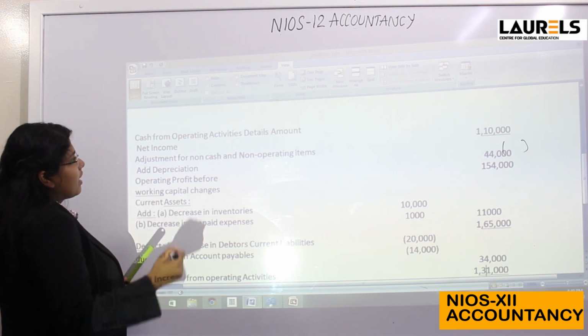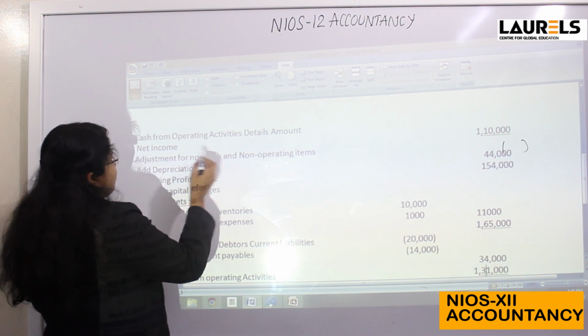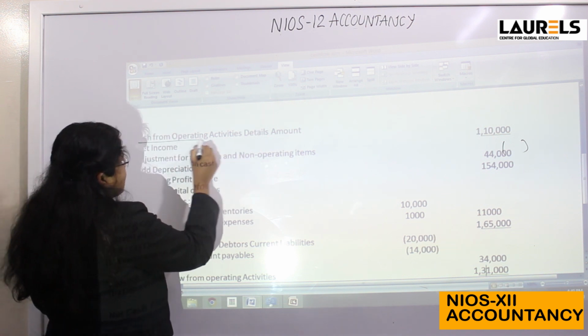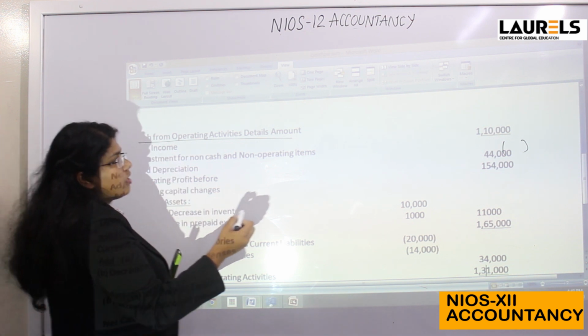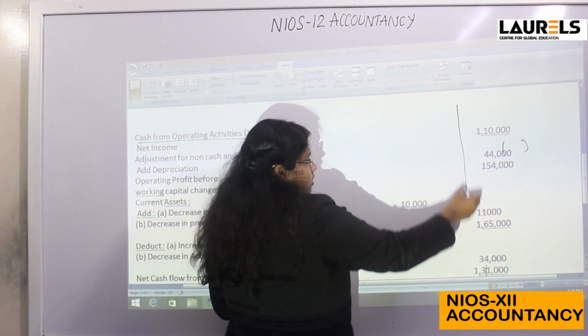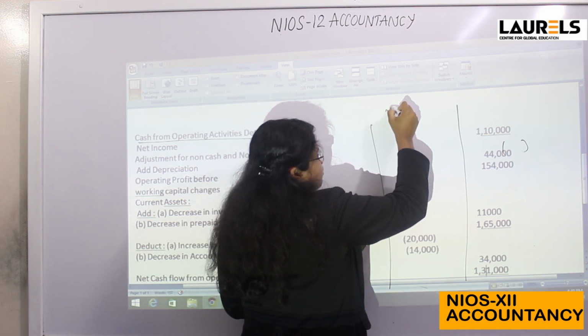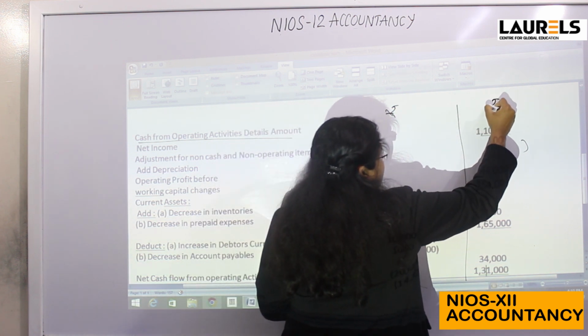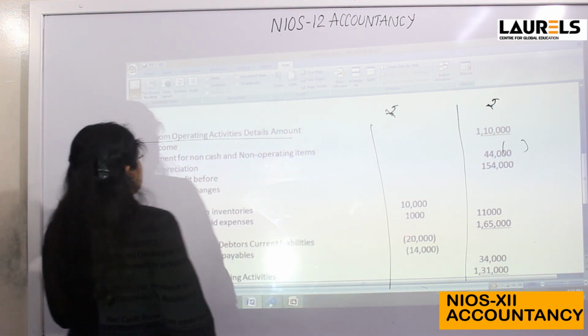So first we take cash flow from operating activities. Okay, that is the heading that you have to write, cash flow from operating activities, and then you have your net income. This is your inner column and this is your outer column. Okay, so we write that amount in the outer column.